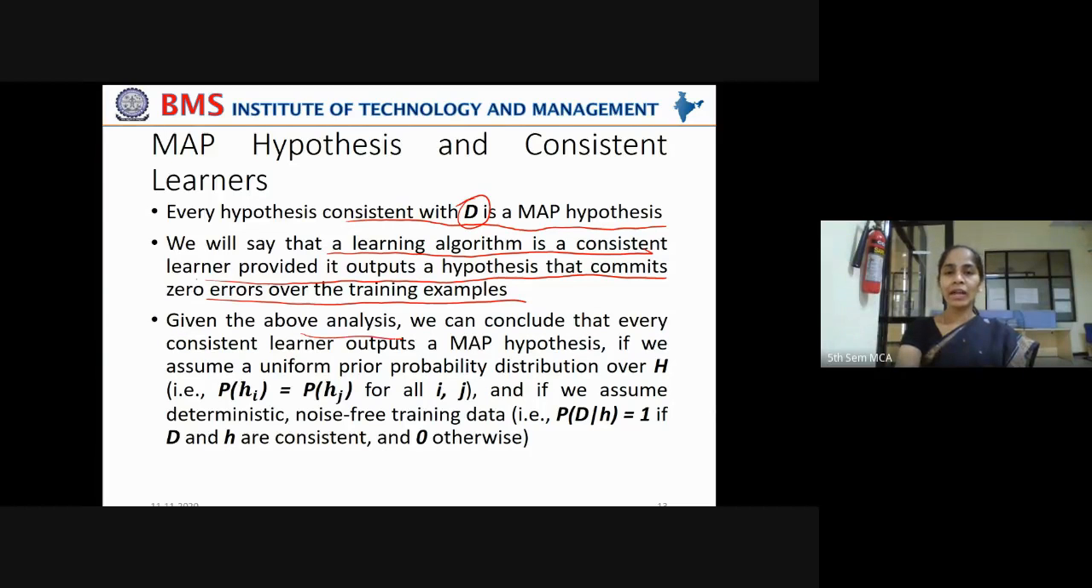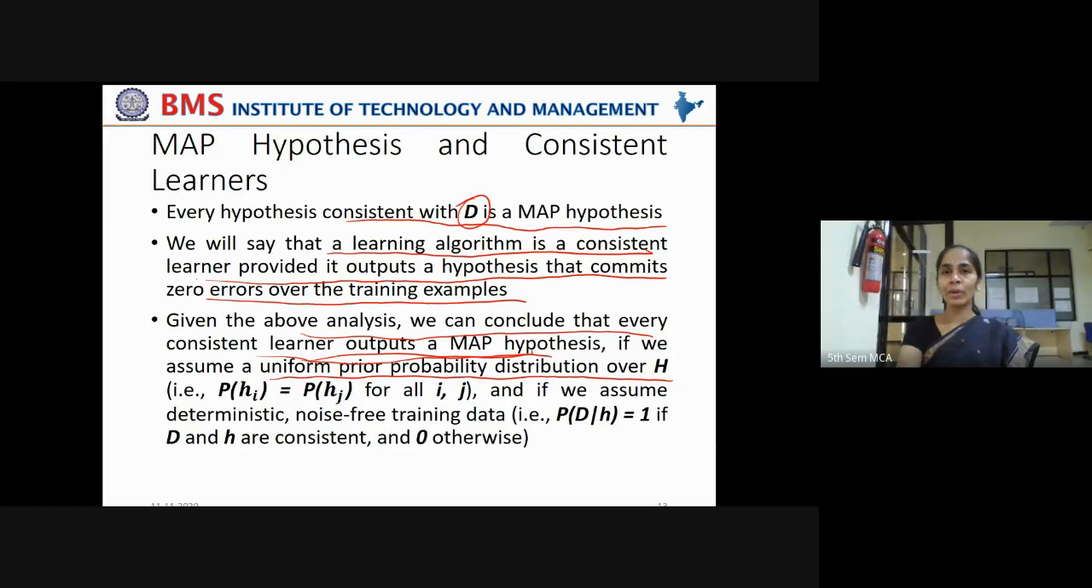Now, given the above analysis, we can conclude that every consistent learner outputs a MAP hypothesis, right? When you have taken a learner, say a neural network learner, or a decision tree learner, or Find-S learner, or candidate elimination algorithm, in those cases, if it identifies the maximum a posteriori hypothesis, then we say that learner is a consistent learner. Given the above analysis, we can conclude that every consistent learner outputs a MAP hypothesis if we assume a uniform prior probability distribution over H.